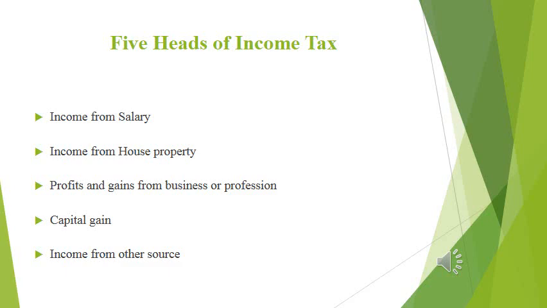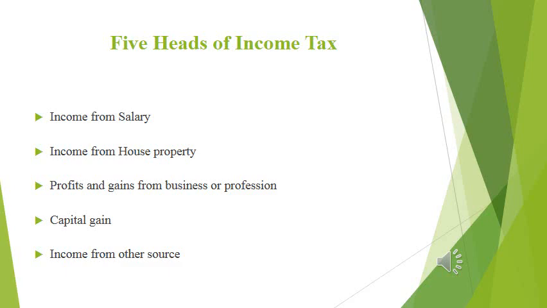So let us see in detail. First one, income from salary. These are all the 5 heads of income. Second, income from house property. Third, profit and gain from business or profession. Fourth, capital gain. And the last one, income from other source. All these heads are discussed later in detail; we calculate the total income under each head, add the income of these 5 heads, and then calculate the net total income. Then we will compute the tax liability of an individual as per the provisions of the Income Tax Act.